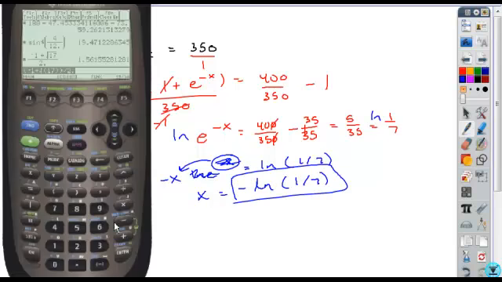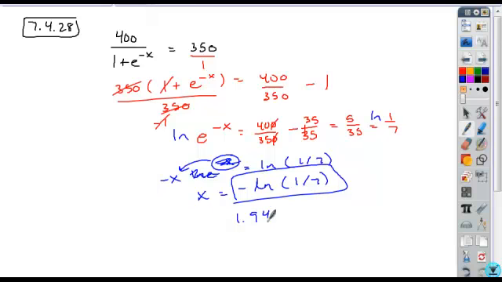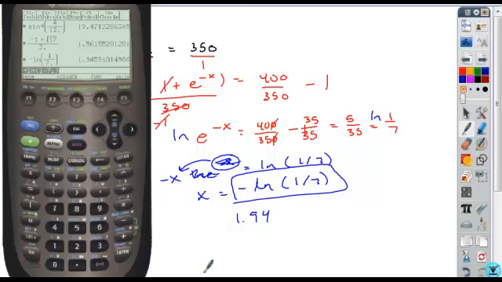Again, if I were to enter it as a decimal, I'm going to take negative ln of 1 over 7. I'm going to put a decimal in there, so when I hit enter, the display shows a decimal form. And when I do, I get my answer at 1.946.